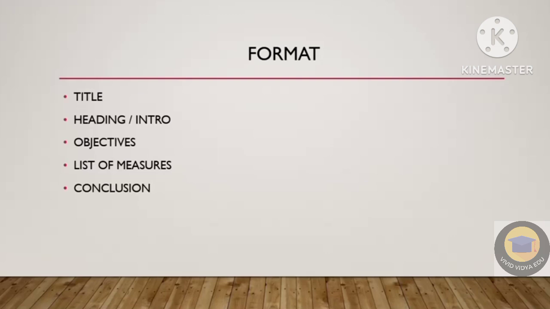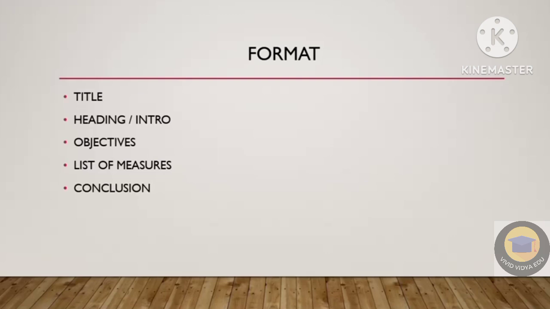Now, format of proposal writing. According to IEC guidelines, a proposal must include the following, that is, the title, heading, objectives, list of measures, and conclusion. So, a title: a concise and clear heading that reflects the content. The heading needs to define what your proposal is about and what you intend to do by putting forward your proposal. For objectives, each proposal must include at least two objectives to define what result you intend to achieve by making such a proposal.